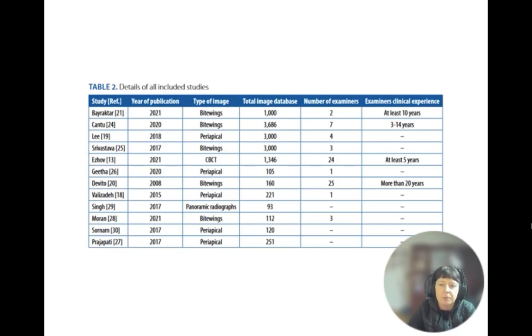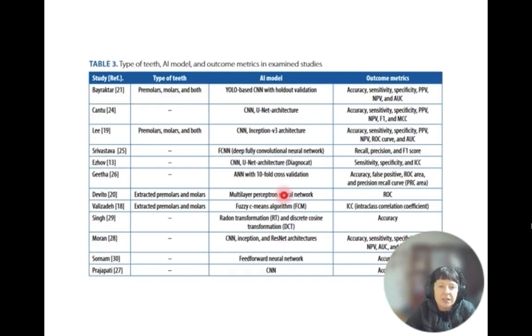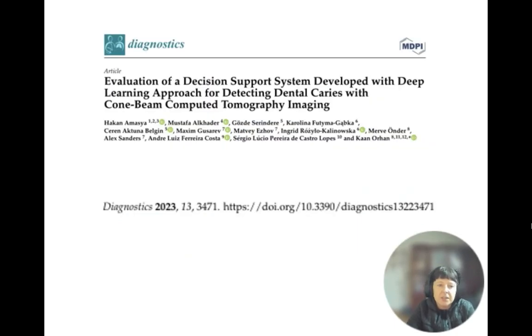So all these studies used different AI models, and they also presented different outcome metrics, which means that the studies on AI are not standardized currently. This is another from our studies on evaluation of a decision support system developed with deep learning approach for detecting dental caries with CBCT imaging.